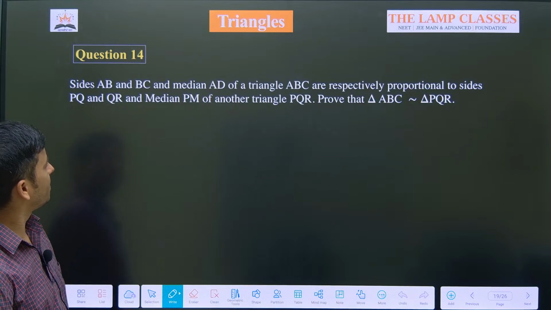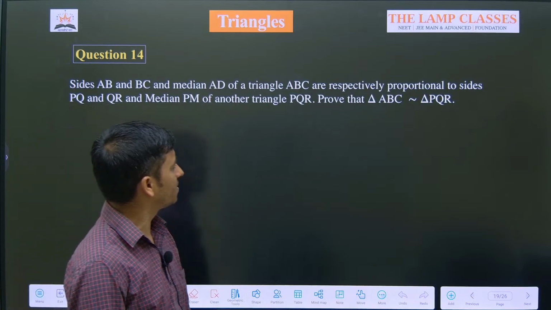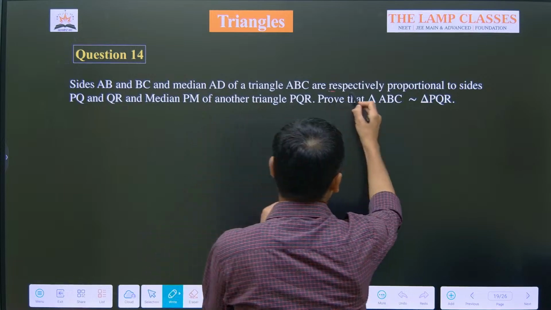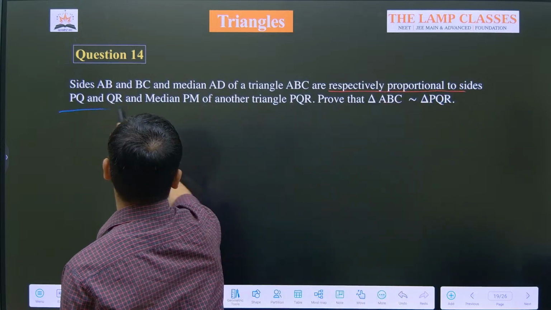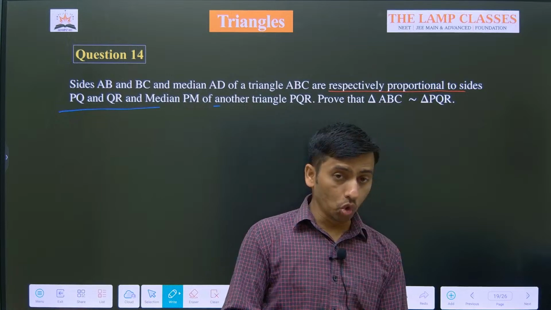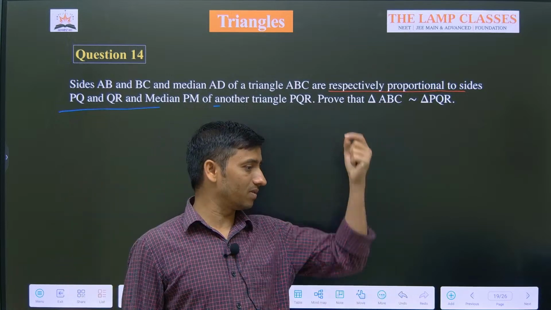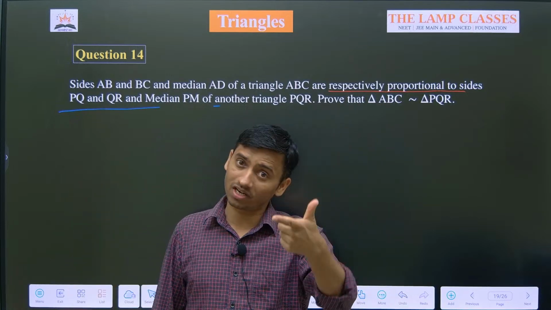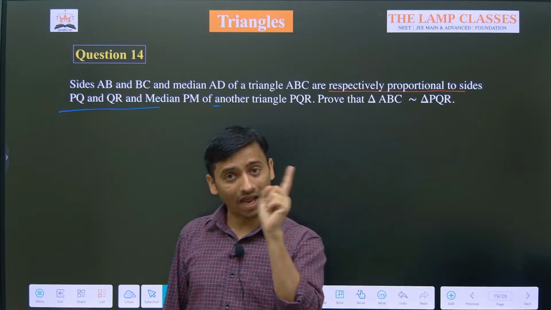Sides AB and BC and median AD of a triangle ABC are respectively proportional to another triangle and median. There are two types of question in this. One of them is this, and there is another very important one where most of the people have doubt. So that also I have taken.